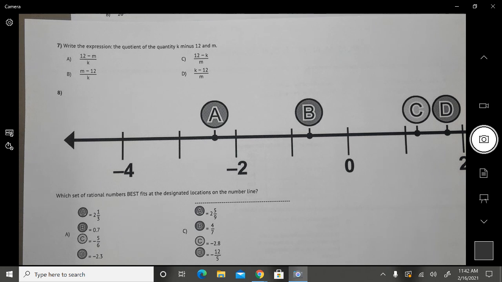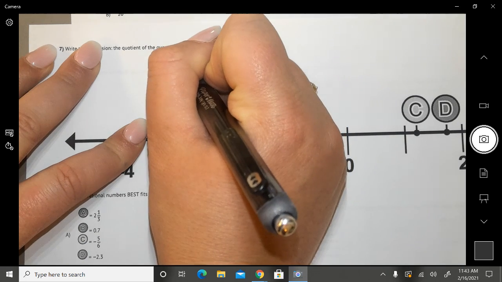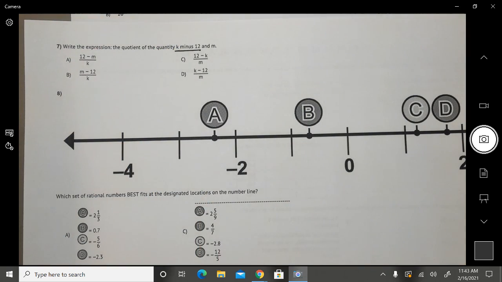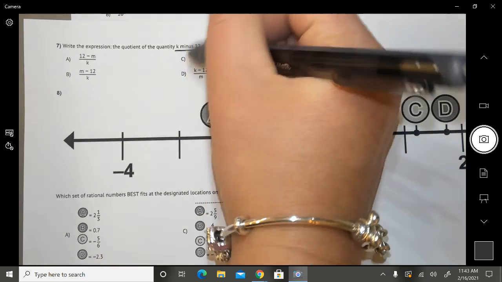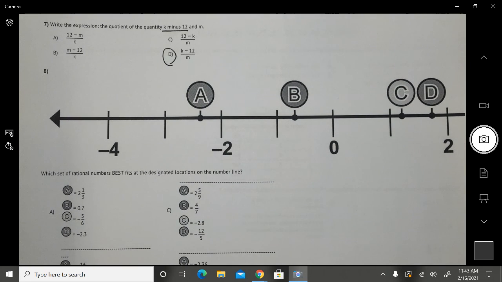The cool thing about 7, it says the quotient of the quantity k minus 12. There's only one answer choice that has k minus 12. Remember, y'all, there are no flip-around words on k minus 12. It is what it is. K minus 12. That's what I put. Very good. The fact that it says quotient really doesn't help you very much because they all have division. But you should get just k minus 12.